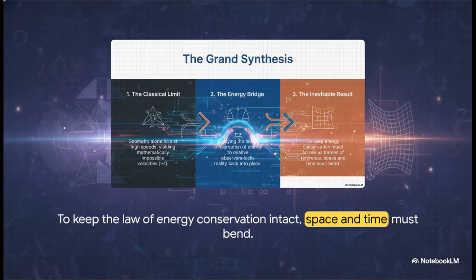So let's just recap this incredible journey. We started with a simple experiment. Our classical, common-sense approach led us to an impossible, faster-than-light paradox. So we brought in an unbreakable law, energy conservation, to act as our guide. And what was the result? The only way for that law to hold true for everyone was for reality itself to change. Space and time had to literally bend and warp, all to keep that one fundamental law intact.